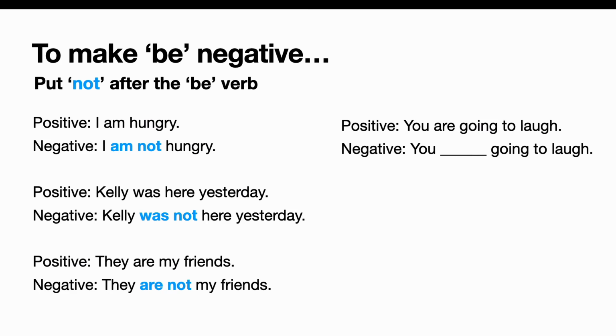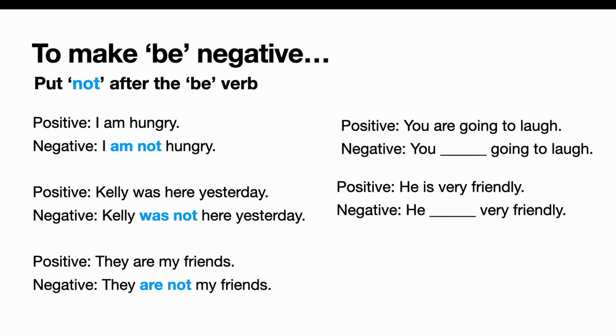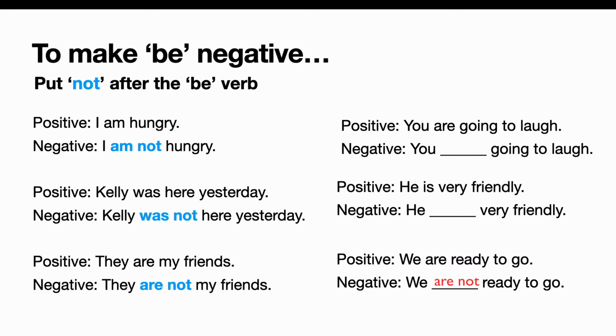So let's try this. You are going to laugh becomes you are not going to laugh. Just put not after the be verb. He is very friendly becomes he is not very friendly. Just put not after the be verb. We are ready to go becomes we are not ready to go. It's easy.